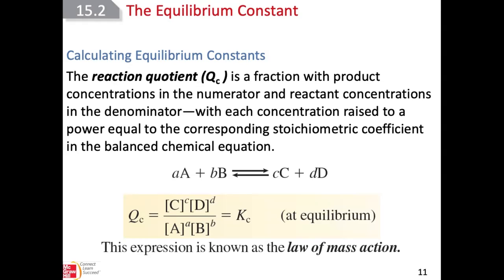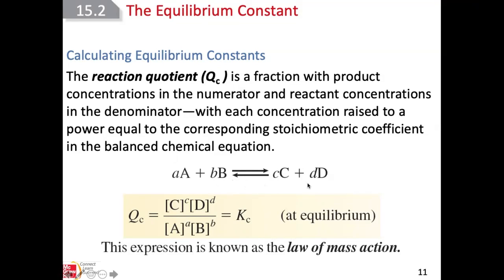So there is another important variable we need to know. It's Qc. It's a reaction quotient. A reaction quotient is a fraction. The product concentrations we write in the numerator, the reactant concentrations we write in the denominator, and each concentration is raised to a power equal to its stoichiometric coefficient in the balanced equation.